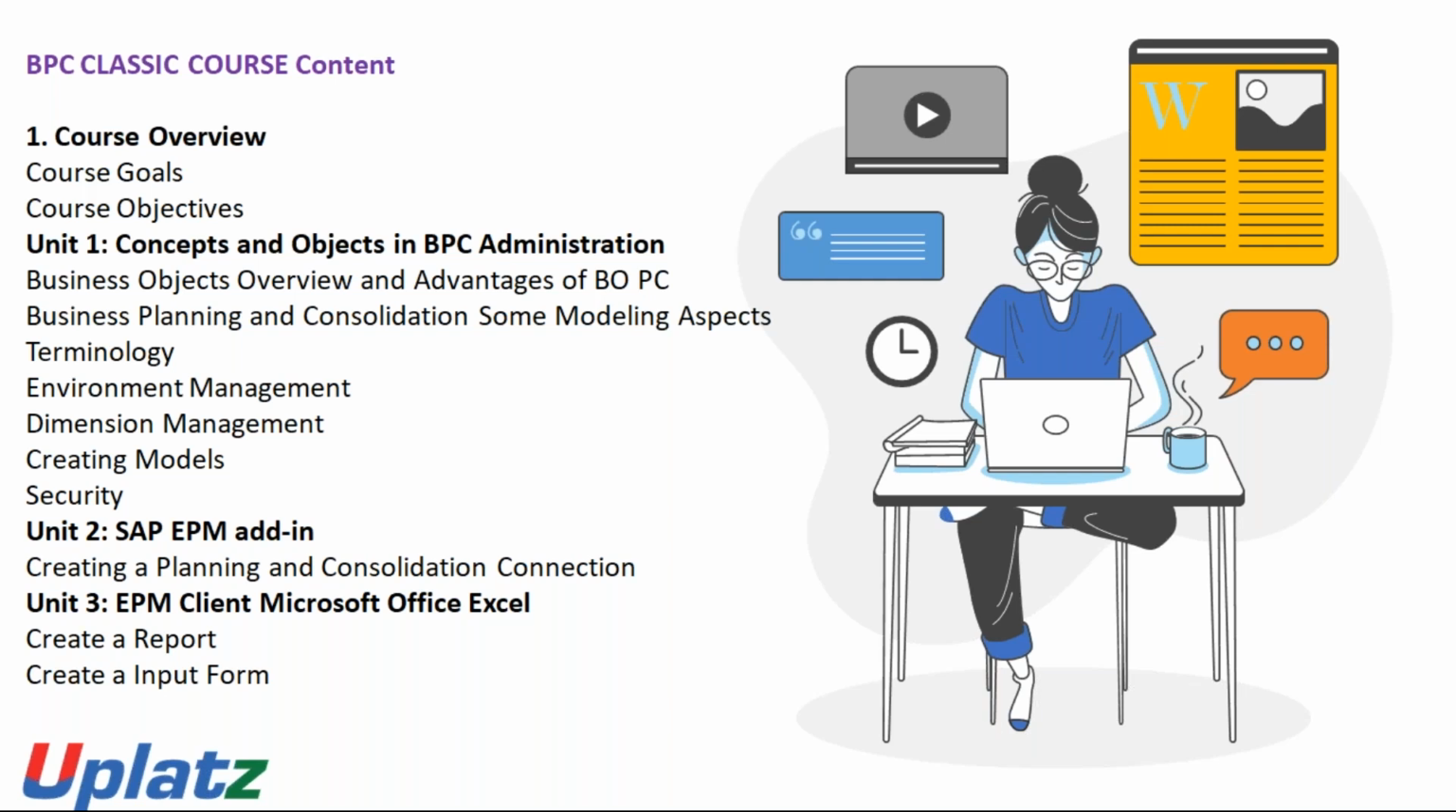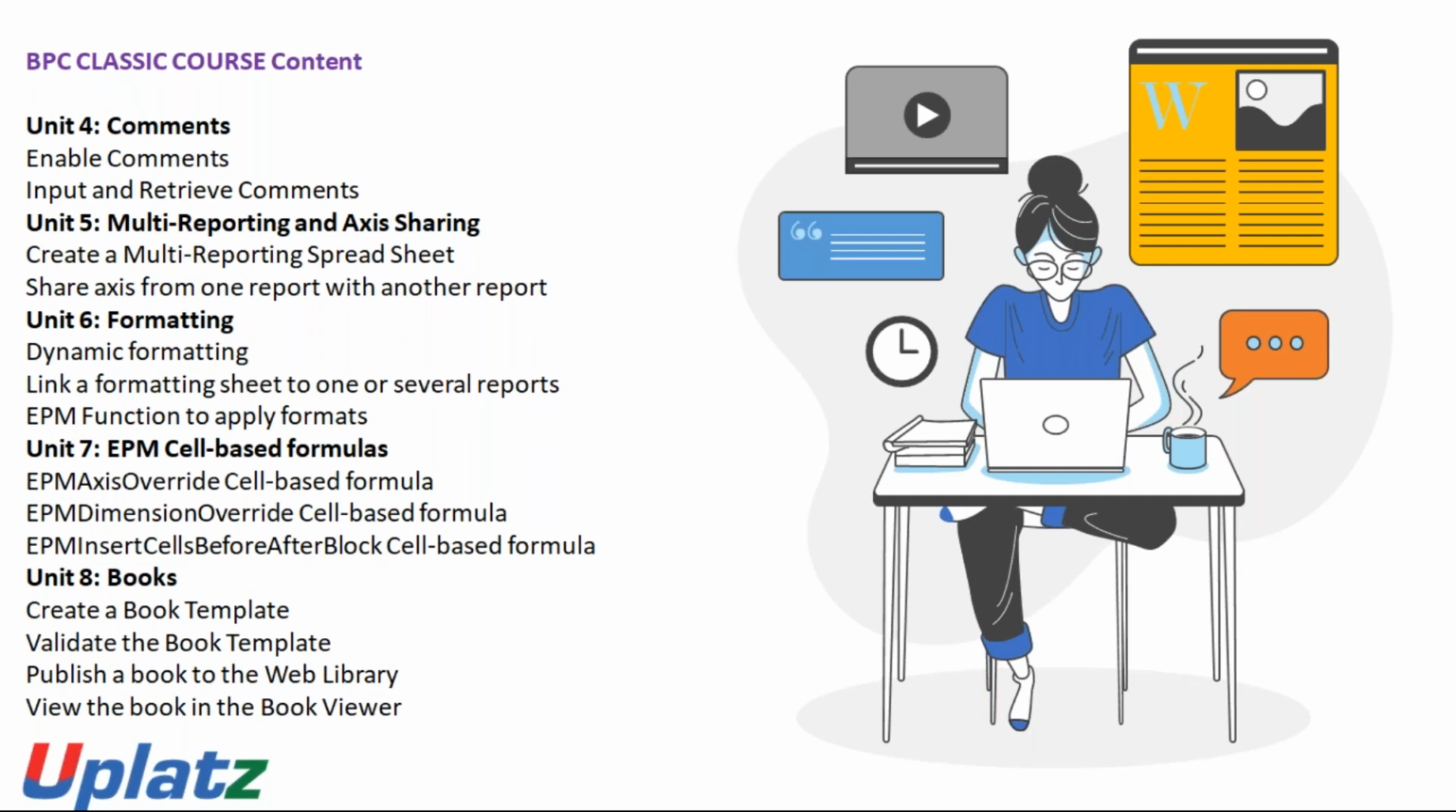If you see at the beginning, we'll start with the overview of BPC, what the advantages are, and how BPC is used in different industries. We're also going to see how we manage environment, dimensions, models. These are all concepts of BPC. Then going to the second unit, it will be EPM Add-in, which is an add-in for BPC. I'm going to explain everything in detail. So these are the remaining units.